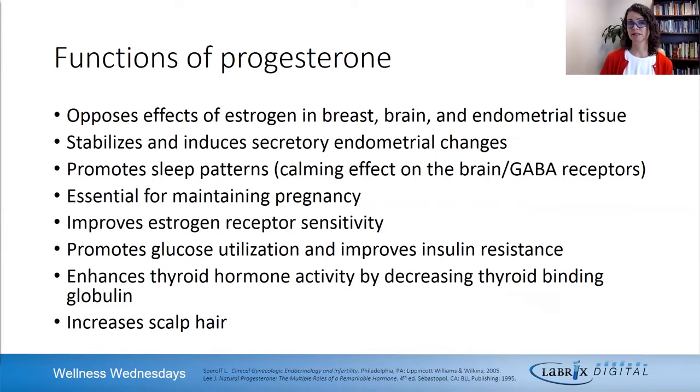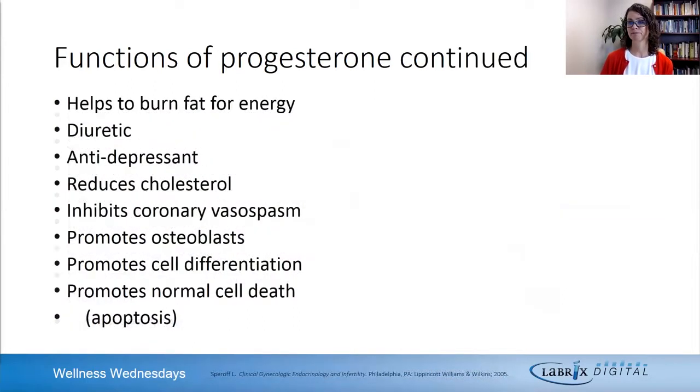It stabilizes and induces secretory endometrial changes. It promotes sleep patterns. It has a calming effect on the brain, and it helps to increase GABA receptors. It's essential for maintaining pregnancy. It improves estrogen receptor sensitivity. It promotes glucose utilization, and it improves insulin resistance. It enhances thyroid hormone activity by decreasing thyroid binding globulin, and it increases scalp hair. As well, it helps to burn fat for energy.